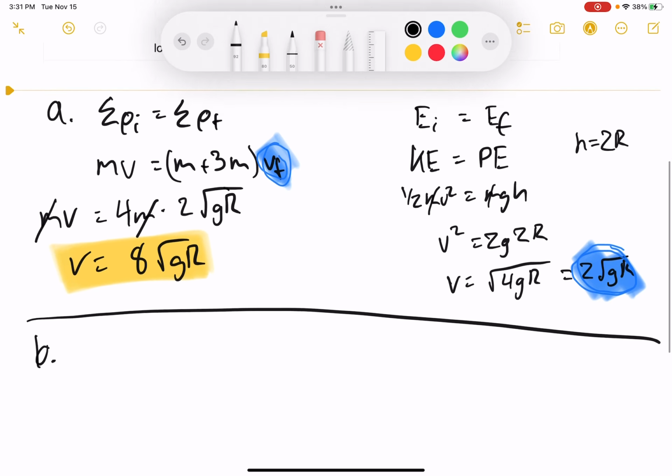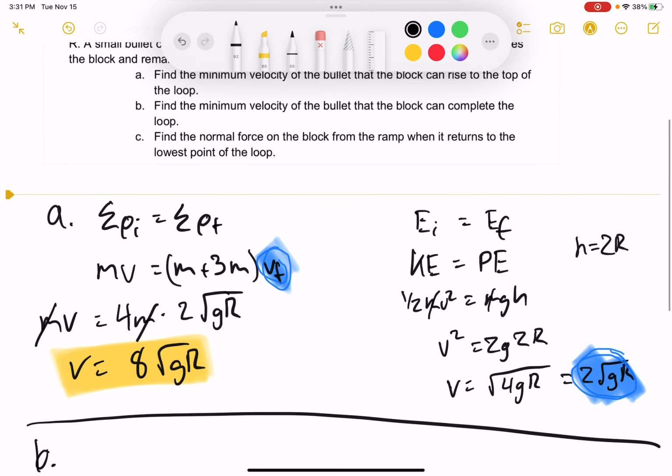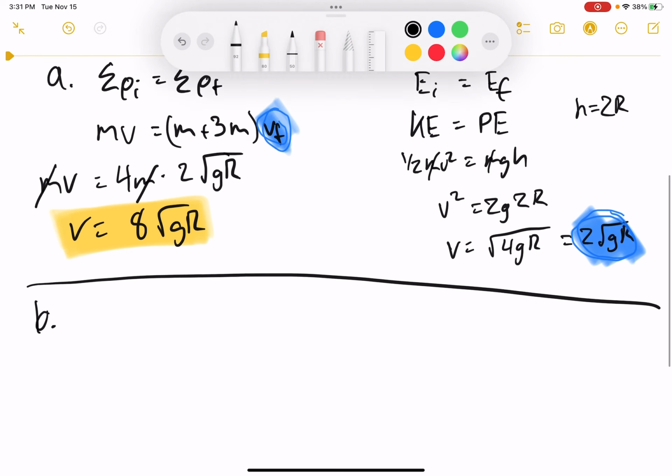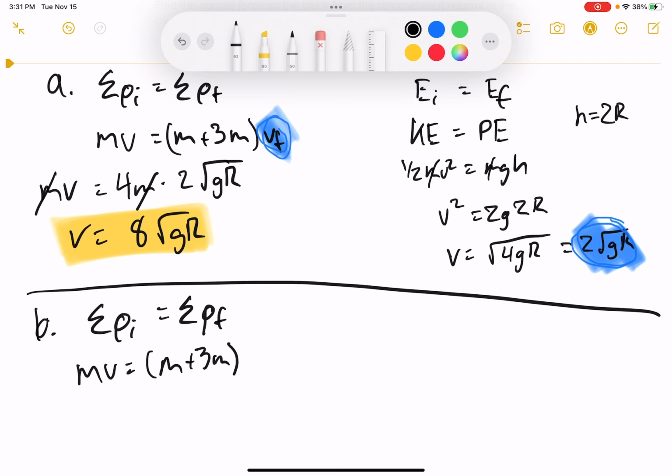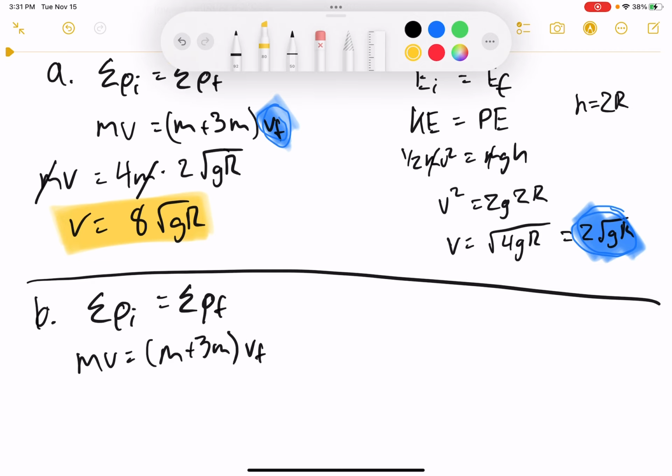So this is similar in the fact that it's saying how fast does the bullet need to be going. So I'm actually going to set it up in a very similar way. I'm starting with Pi, the sum of the initial momentum is equal to the sum of the final momentum, so exactly the same. And then mv, that's the only thing moving at the beginning, is equal to m plus 3m vf. And once again, I'm in this situation where I need to know what this vf is. How can I figure out what that vf is?